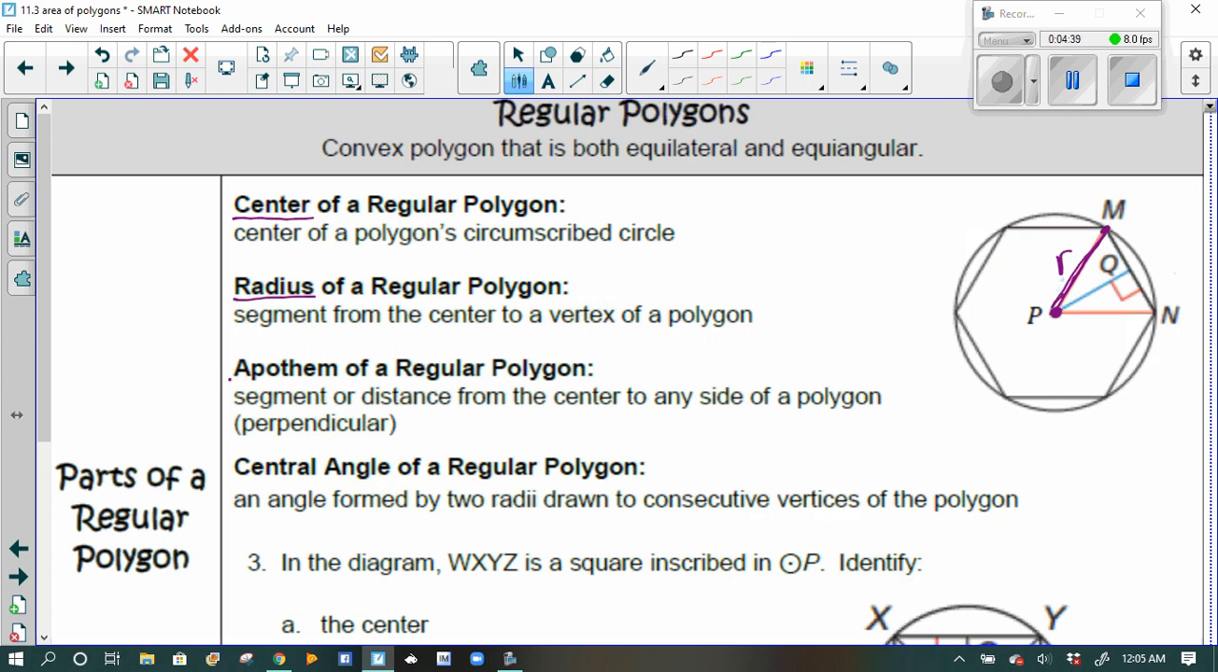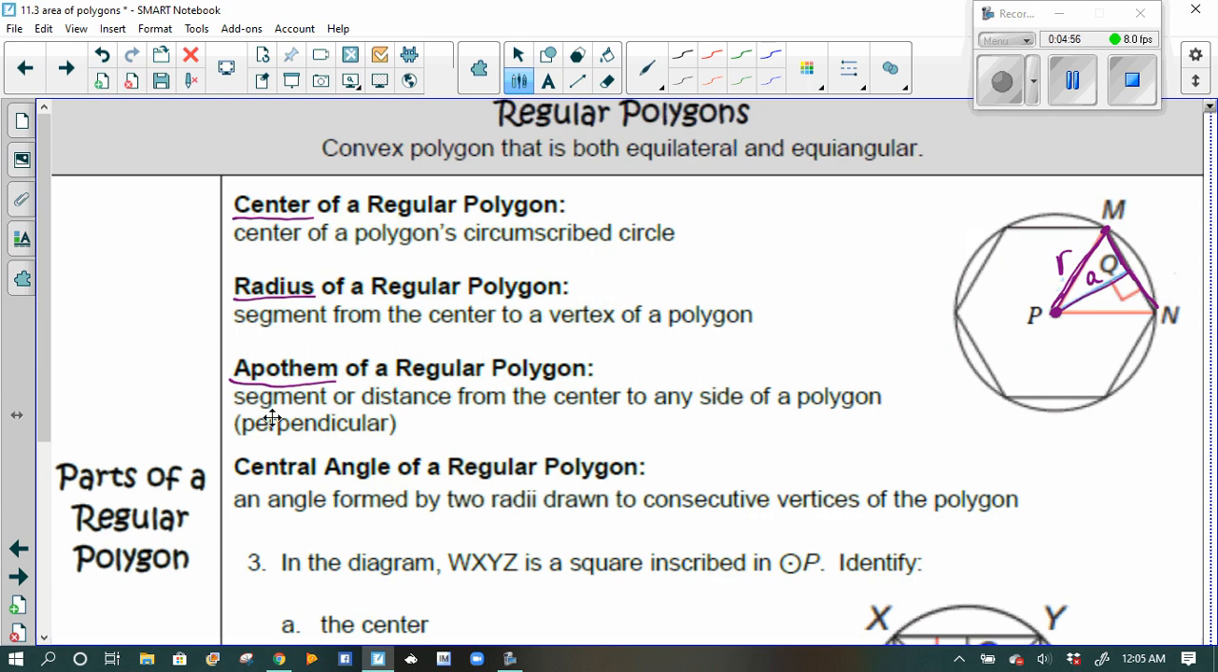The new word is the apothem. Okay, the apothem is a funny sounding word to me, and it goes from the center and it's perpendicular to the edge of your polygon. So this would be your apothem. So you have to have a radius and an apothem.